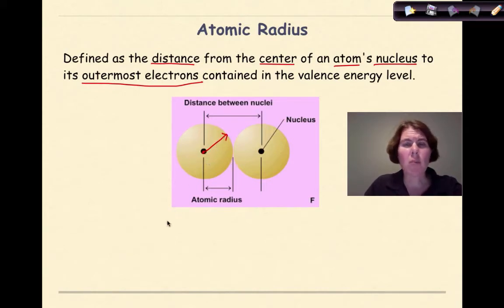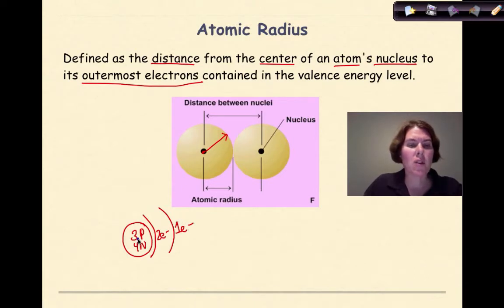So if we did a Bohr model of an element, let's say lithium, and in lithium we know we have 3 protons and 4 neutrons, and that's our nucleus. And we said in our first shell we have 2 electrons. In our second shell we have 1 electron. Then the atomic radius would be going from the center of the nucleus out to that outermost shell where we find our 1 valence electron.